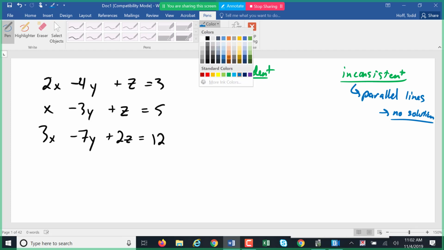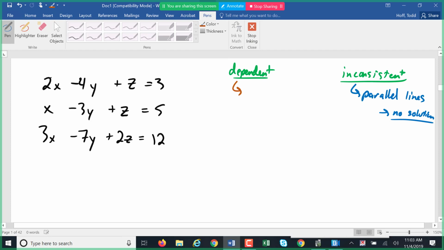Independent, we ended up finding that the two of the lines were the same lines. So all the points on either one of the lines were a solution to the system because they were the same lines.